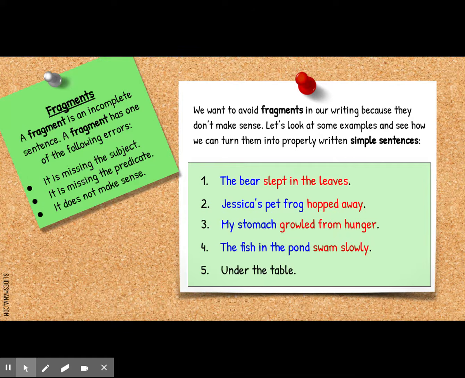And number 5, under the table. In this example, we're missing both a subject and a predicate. We don't know who or what is under the table, and we don't know what is happening. I found my cat under the table. Under the table is just extra description to the subject I and the predicate found.